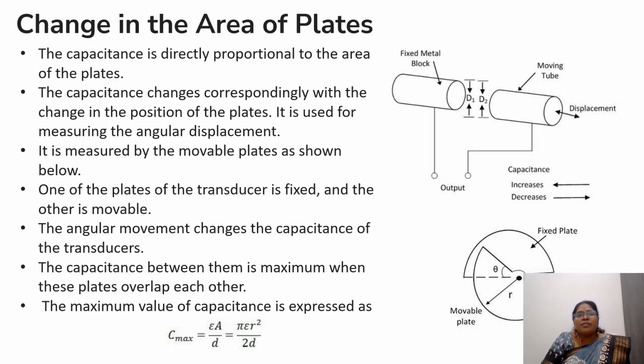So suppose if it is a semicircle, then you have to put 2D. Area of the circle is pi r square. If it is a semicircle, pi r square by 2. So then Cmax is equal to epsilon A by D, where epsilon is there, A is the pi r square by 2, into D. That is what is shown here.